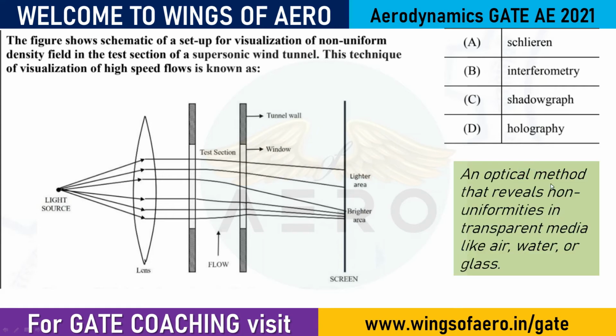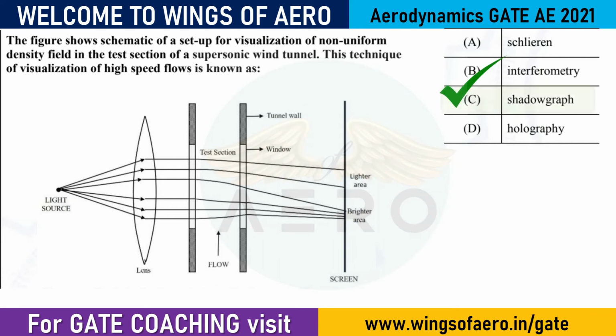So remember that it is an optical method that reveals non-uniformities in a transparent medium like air, water or glass. In this question they have given the words non-uniform density field. So whenever it is non-uniform, that represents the shadowgraph technique. That particular visualization technique is called the shadowgraph technique. So the right option is option C.